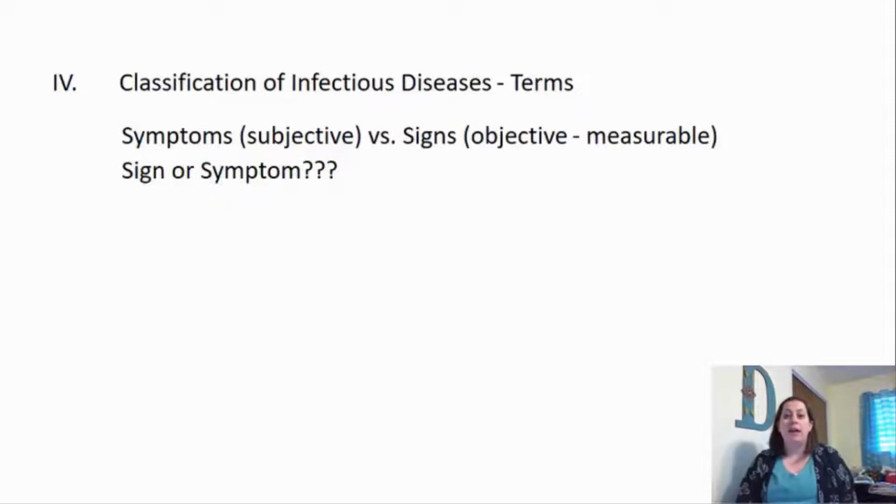Signs, on the other hand, are objective and they are measurable. This would be something like fever, high blood pressure, high heart rate.